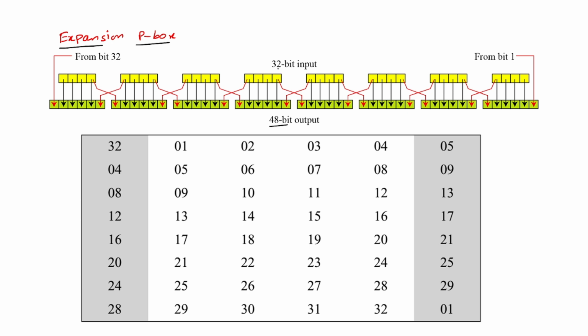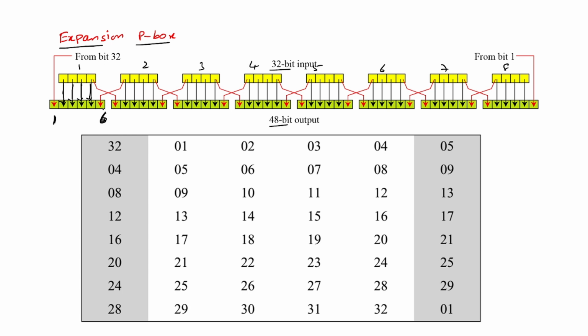So the total 32 bits will be divided into 8 parts: 1, 2, 3, 4, 5, 6, 7, 8. Total 8 parts. So 32 by 8 is equal to 4. So each part size is 4 bits. Here we need to write the 4 bits as they are, and the first bit and sixth bit will come from the previous and next parts.